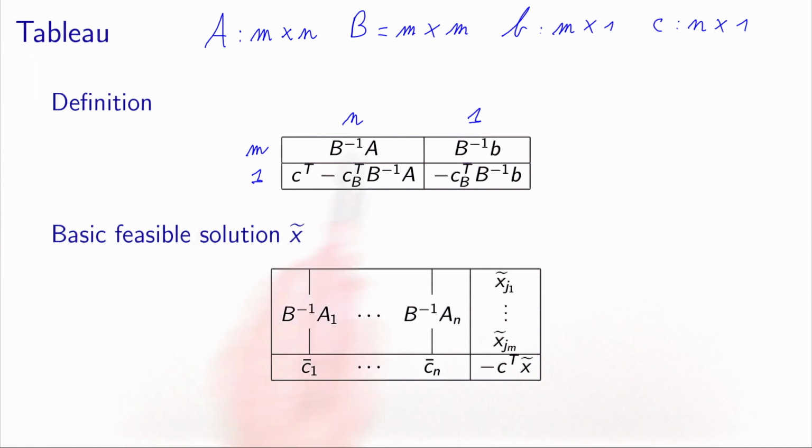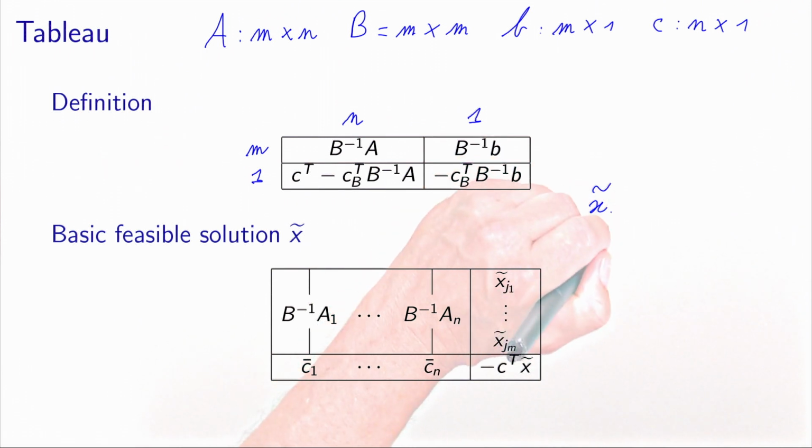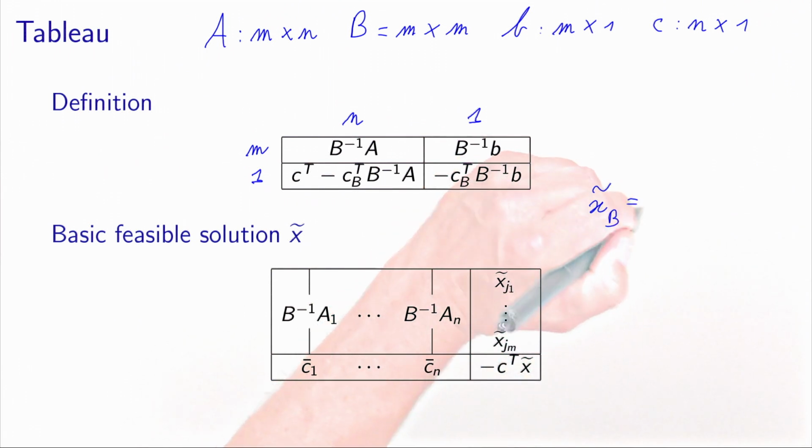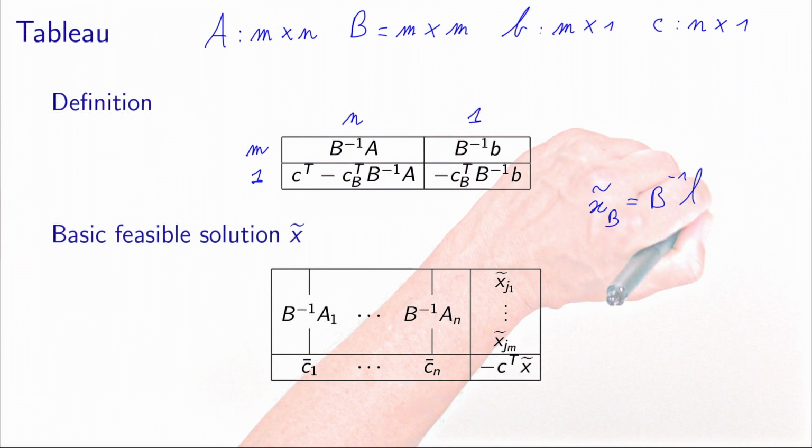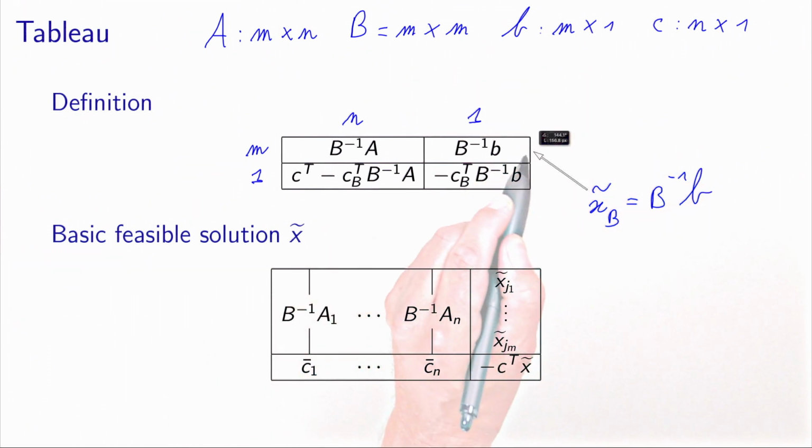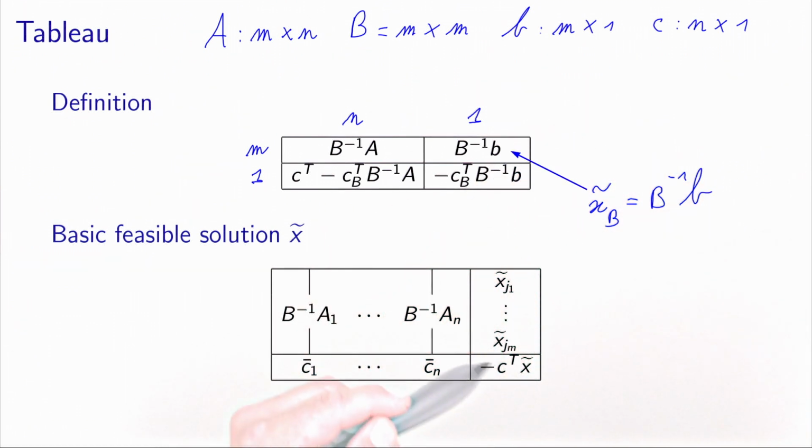Now let's relate these quantities with the basic feasible solution. Let's call it x tilde. So this is the basic feasible solution corresponding to this tableau. In this case, we know that the basic part, x tilde B, is equal to B^-1 b, which is exactly this. This column here in the top part contains the value of the basic variables.